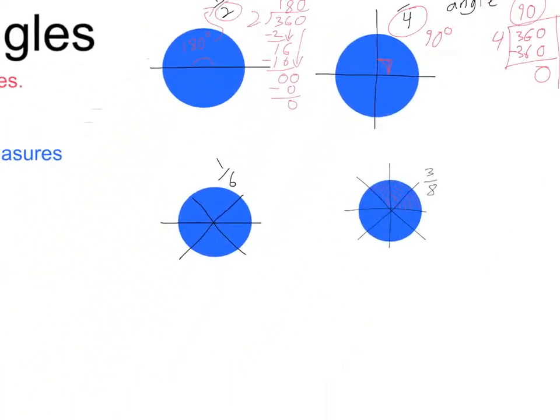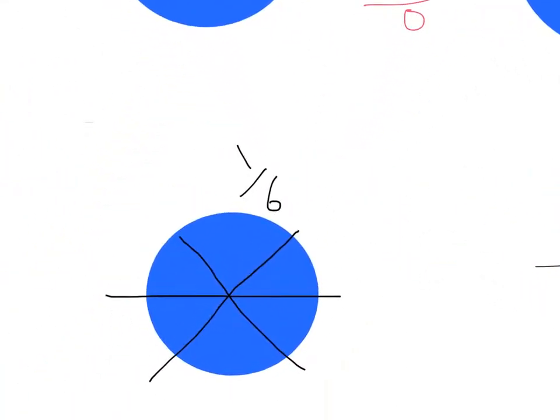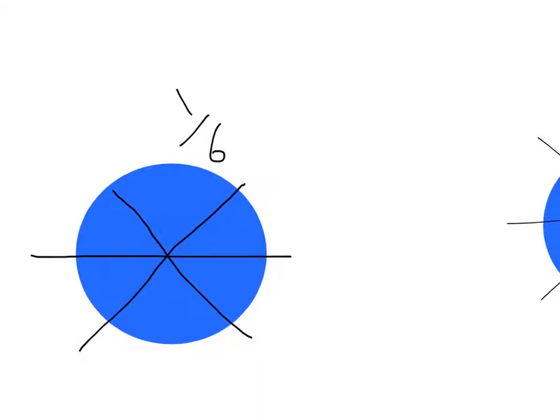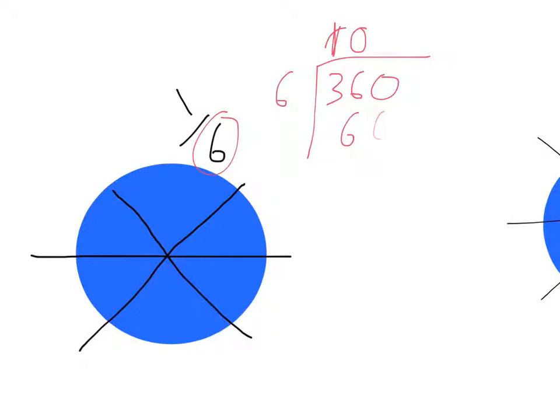And we can come over here. Let's look at 1/6. This one's a little bit more tricky. We've learned straight angles and right angles, but we haven't learned anything about this 1/6. So again, we're going to divide 360 by 6. I know that 6 times 10 is 60, so I could start there. I can do a 10 up here. 6 times 10 is 60. I subtract, and I have 300.